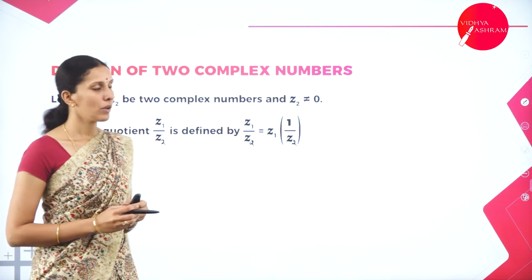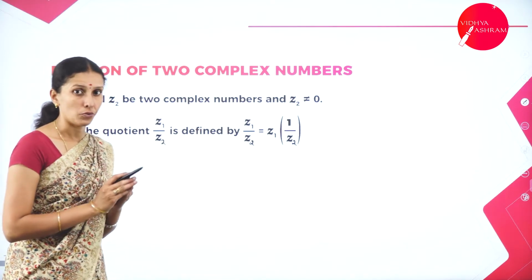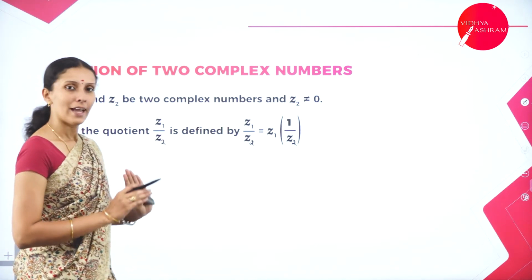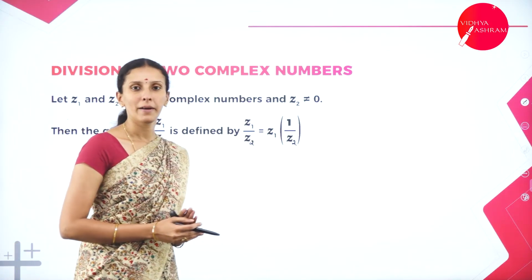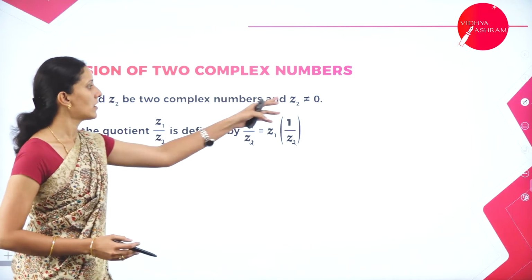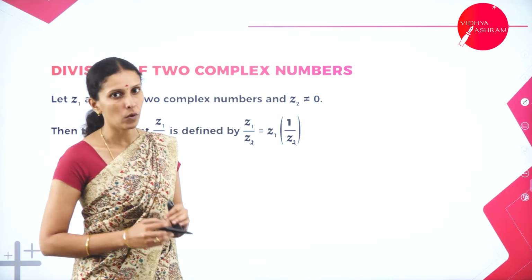Next we come across the division of two complex numbers. So Z1 by Z2. How to write Z1 by Z2? As usual, you can write it as Z1 into 1 by Z2, where Z2 is not equal to 0 because it is a denominator. Denominator cannot be equal to 0.